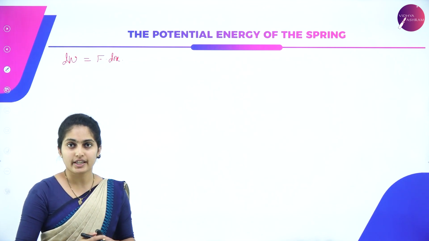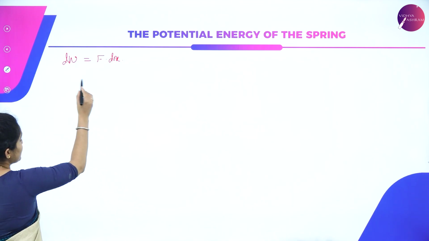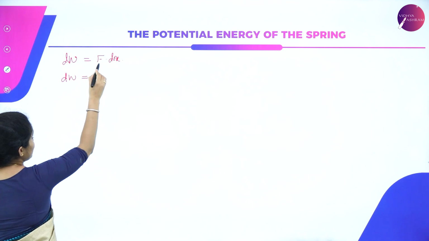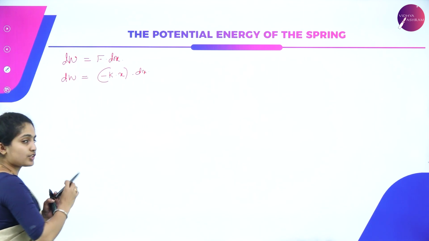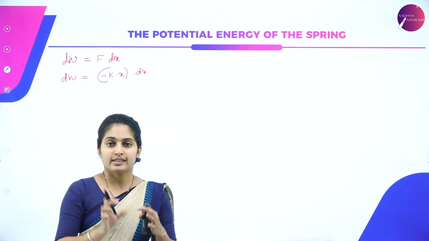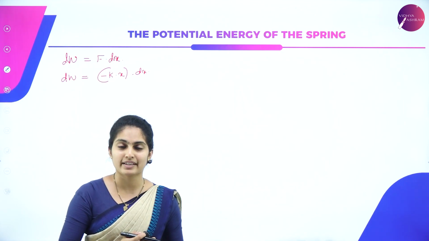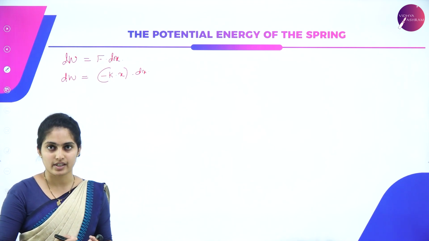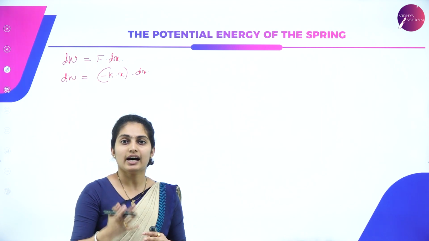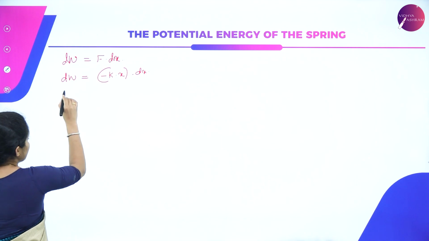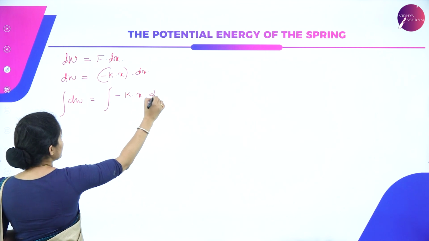Now we have to check what this force is. Force is nothing but what we got in the previous condition, that is, dW is equal to minus k into x into dx. This is just a component of one single action. Suppose there are n number of actions like this, we have to find the net work done by that spring, the total work done. How do you calculate it? For this calculation, we use integration. Integration of dW is equal to integration of minus k x dx.